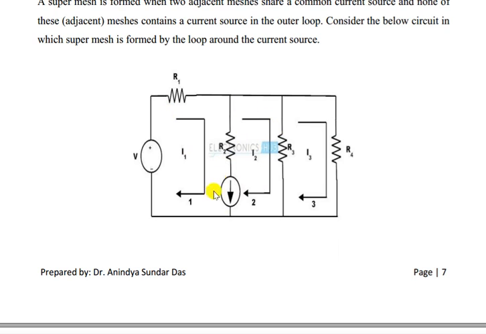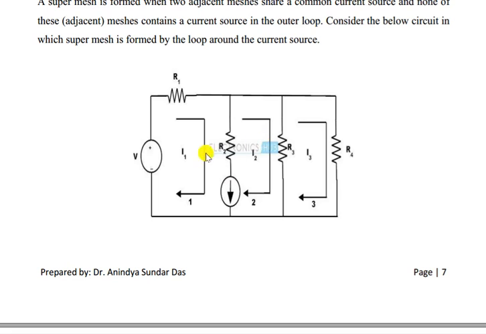What we have to do is remove this current source or that particular branch, and take mesh 1 and mesh 2 all together to make one super mesh, and we have to apply one KCL at a particular node, either at the top node or at the bottom node. We have to write KCL. Just like a super node, where we merge two nodes together and apply KVL at the super node.